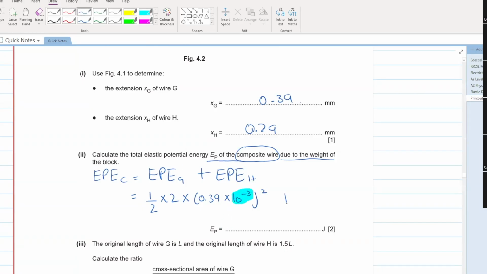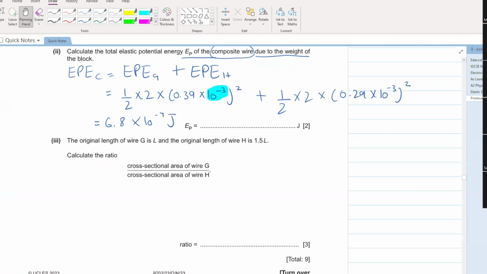How will you calculate the elastic potential energy of H? 1 upon 2 into the force into the extension, that is 0.29, 10 raised to the power of minus 3 whole square. What does your elastic potential energy come out to be? My elastic potential energy comes out to be 6.8 into 10 raised to the power of minus 4 joules. Simple as that. Nothing complicated here. Do you guys get this?